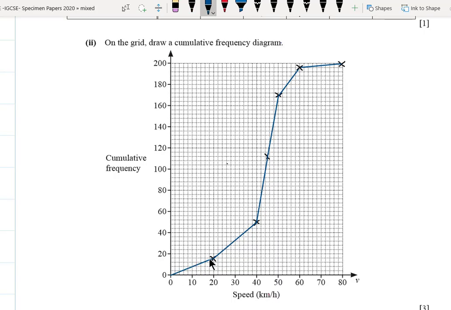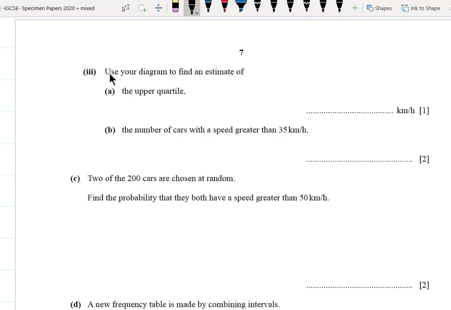After that we will join all the points by straight lines like this. B III, use your diagram to find an estimate of the upper quartile. We have 200 cars times 3 over 4 or 75%. We will have 150 cars.